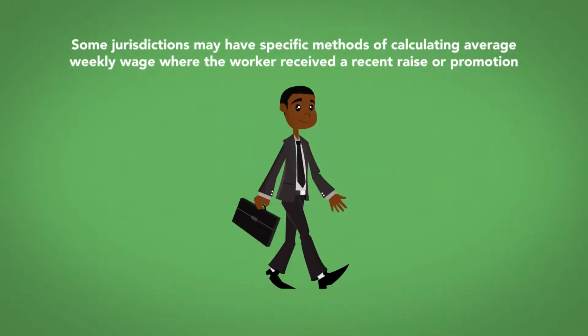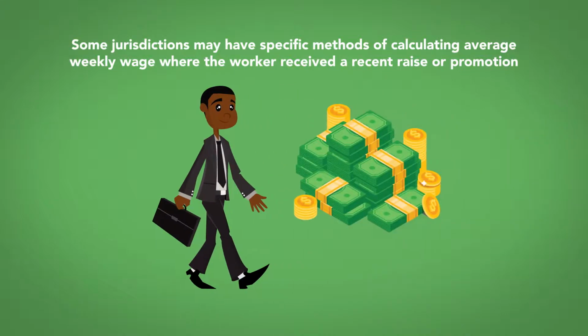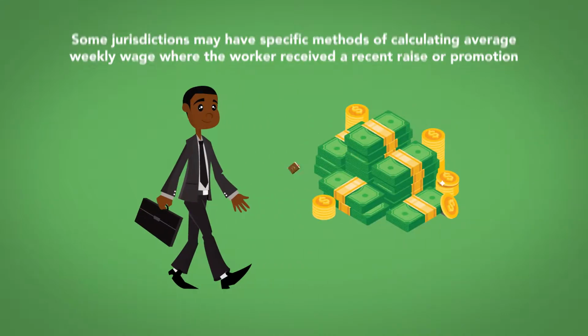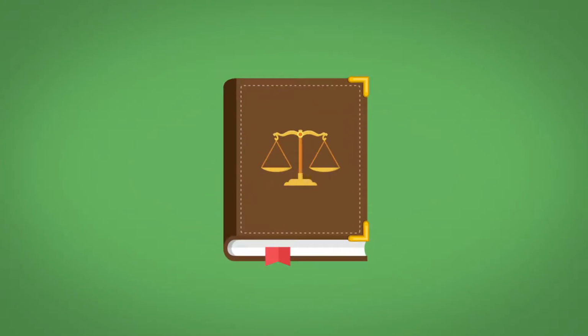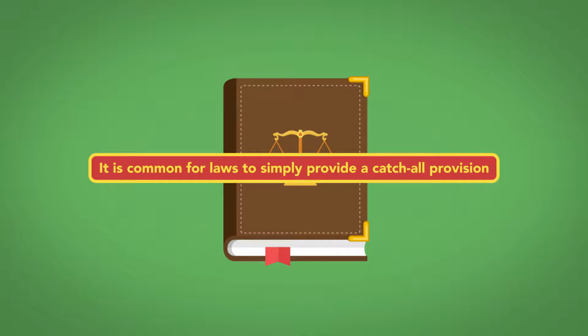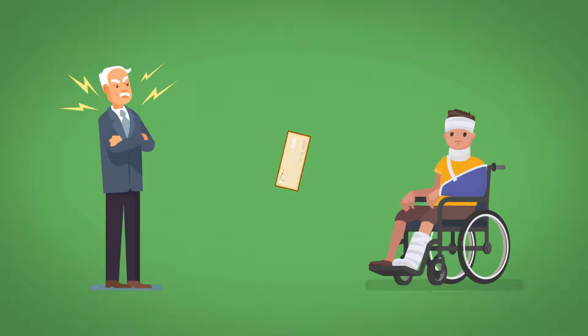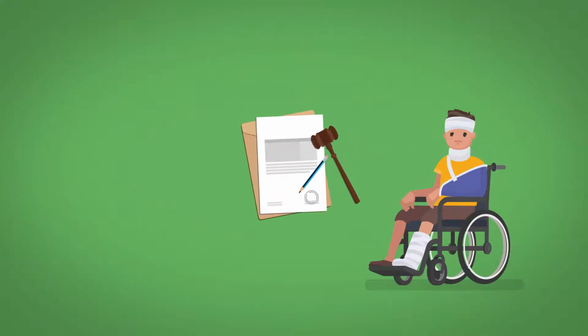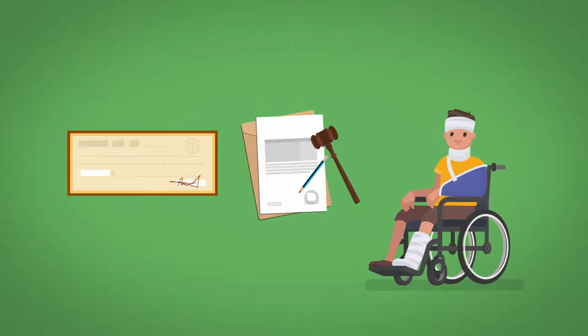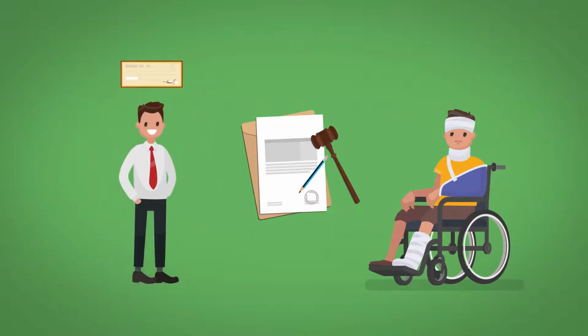Some jurisdictions may have specific methods of calculating average weekly wage where the worker received a recent raise or promotion. However, because statutes cannot address every employee's situation, it is common for laws to simply provide a catch-all provision where other methods of calculation result in average weekly wages that are unjust, either to the employer or the employee. Any alternative method can be used so long as it will most nearly approximate the wages that the worker would be earning if he had not been injured.